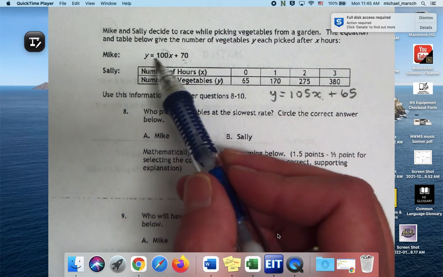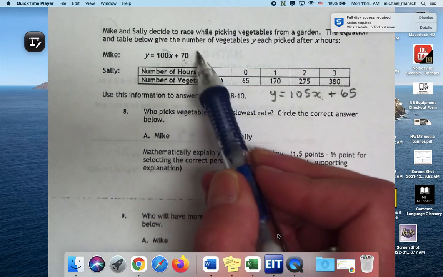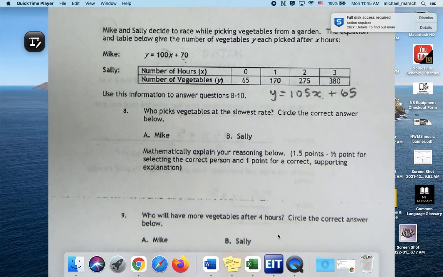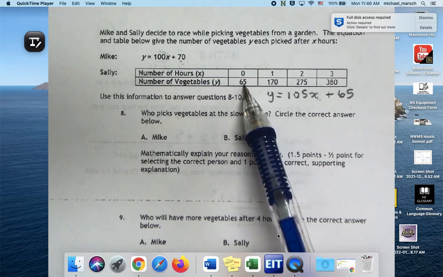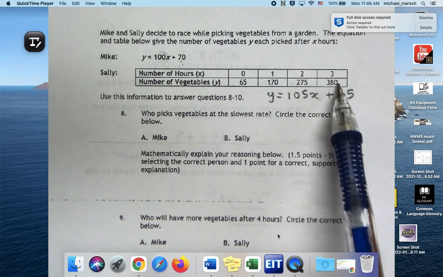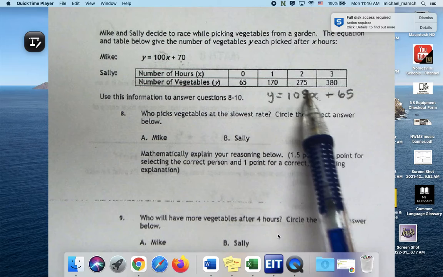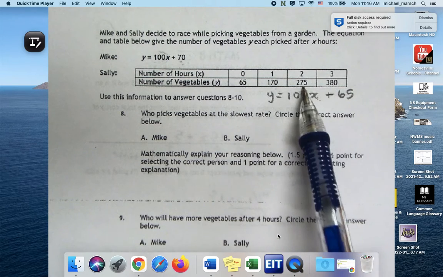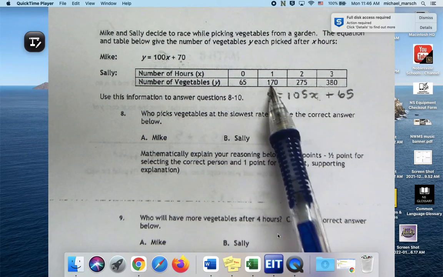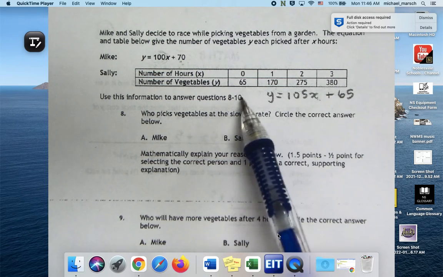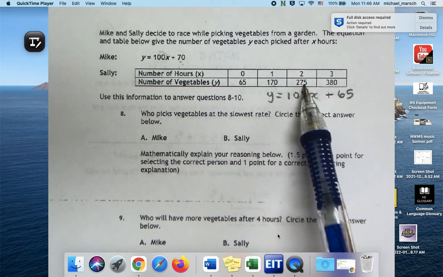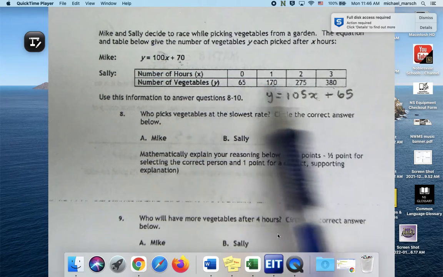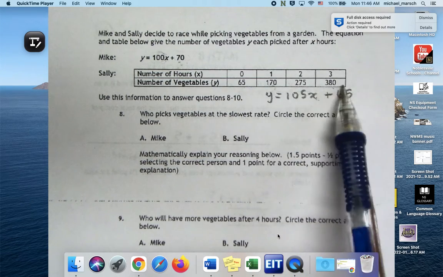So now we can compare their pace and what they started with. Does everybody understand how Carmen got the 105? No. Okay, Carmen, can you explain it? For the number of vegetables, I just subtracted 380 and 275, and then I just subtracted down from there. She found that it was 105 extra vegetables per hour. 65 plus 105, 170 plus 105, 275 plus 105. That gives us 105 per hour.